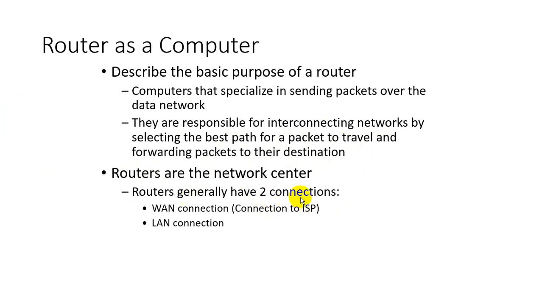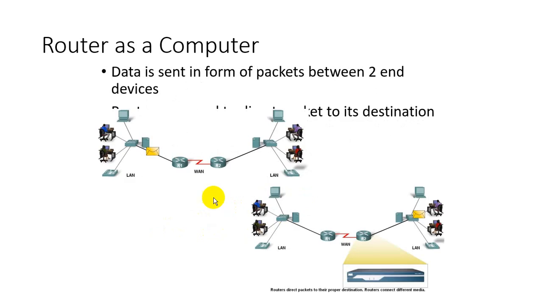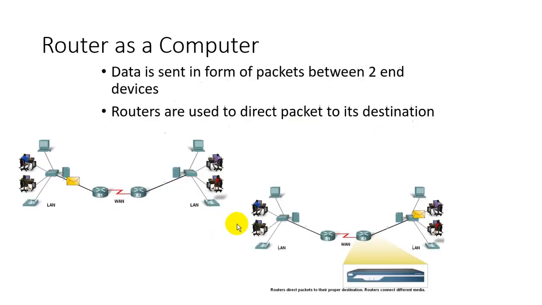Routers generally have two connections. A WAN connection, also known as a connection to the service provider, the internet service provider, and another is a LAN connection. Data is sent in the form of packets between devices. So what the router does is send the data from one location to another. So if this source wants to reach this destination, then the router sends packets between the two devices.